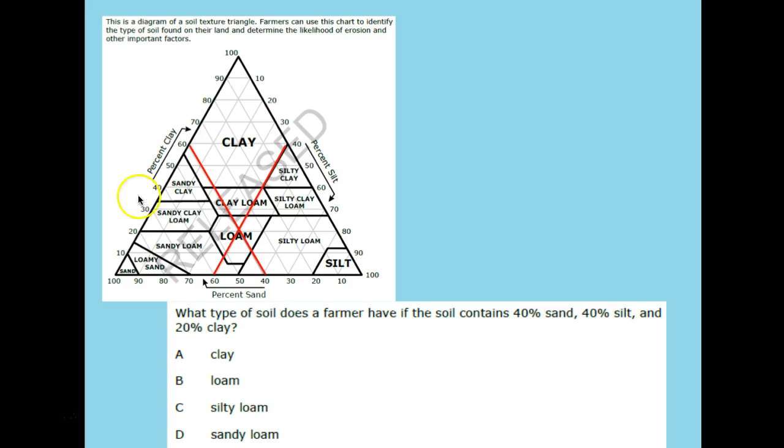So our clay is right here. We're going straight across. There's 20. So our lines are going to be intersecting right here. And that is in the area for loam. So loam is our answer. And that's all there is to reading a soil texture triangle. Remember the arrows and find where it intersects.